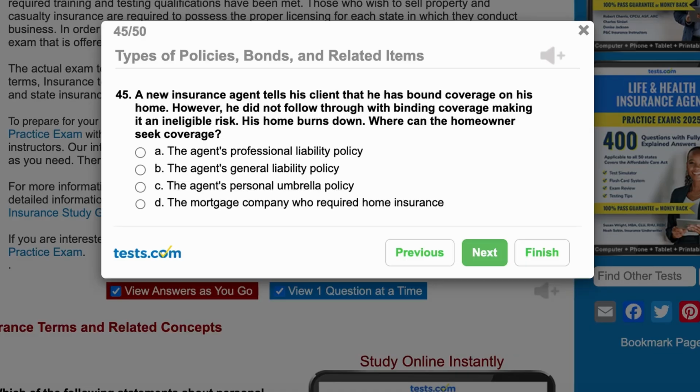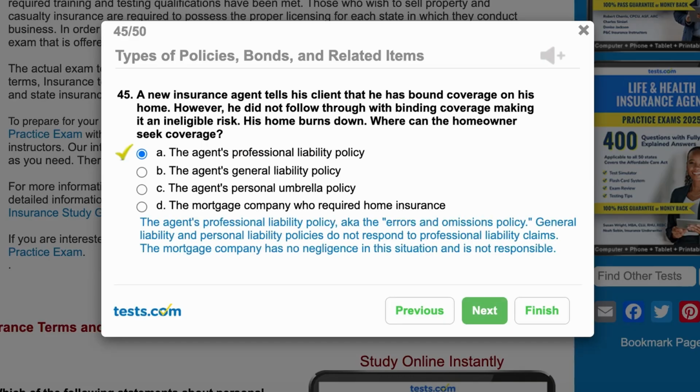Question 45. A new insurance agent tells his client that he has bound coverage on his home. However, he did not follow through with binding coverage, making it an ineligible risk. His home burns down. Where can the homeowner seek coverage? A. The agent's professional liability policy. B. The agent's general liability policy. C. The agent's personal umbrella policy. D. The mortgage company who required home insurance.